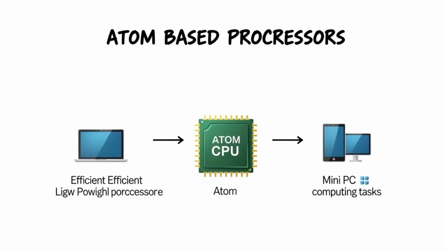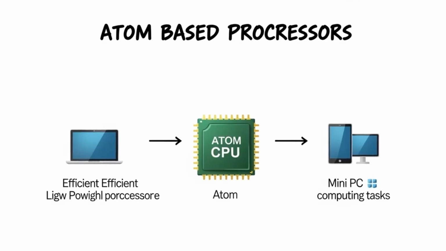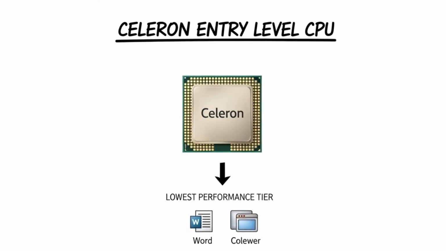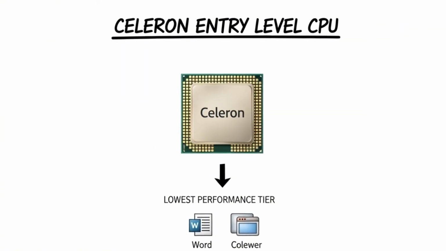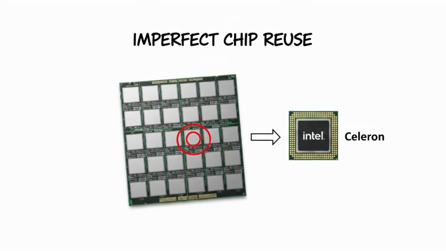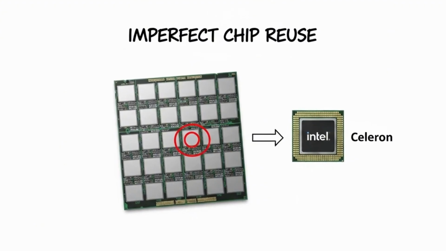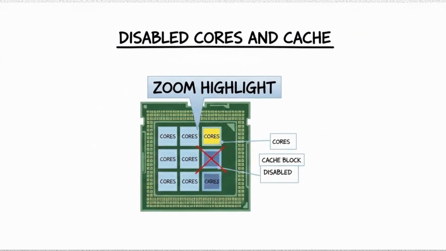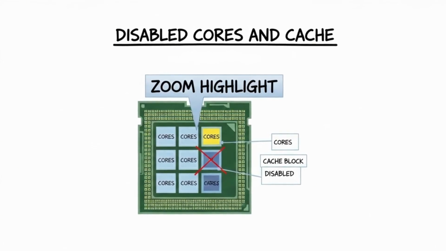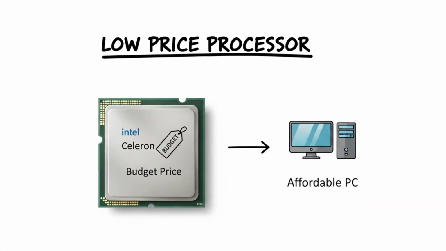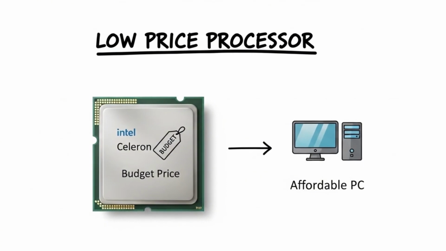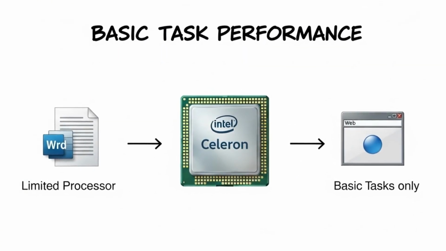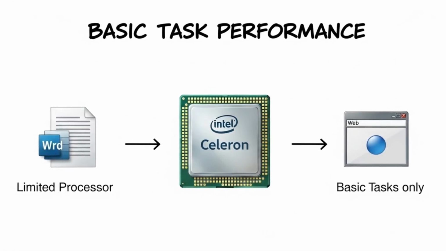Celeron was positioned as the entry-level option. Its origins lie in Intel's practice of taking higher-end processor chips that had minor manufacturing defects. Instead of discarding them, Intel would disable the faulty cores or cache, creating a chip that was fully functional but had reduced capabilities. This allowed them to sell a processor at a very low price. A Celeron could handle the most basic of tasks like a single word processor or one web browser tab, but its limitations became immediately apparent under any heavier load.